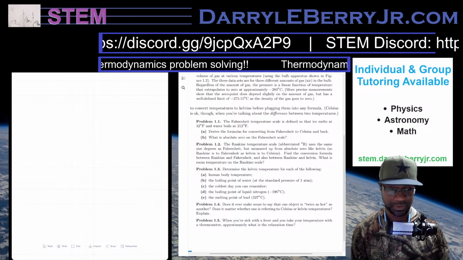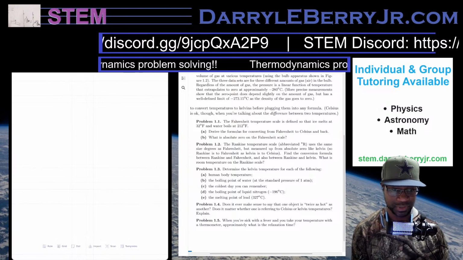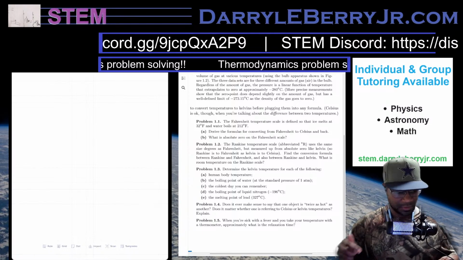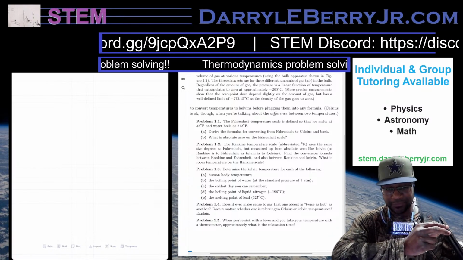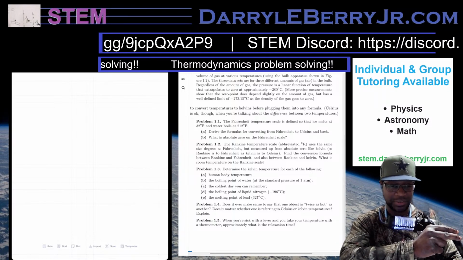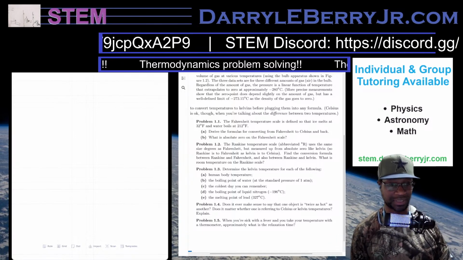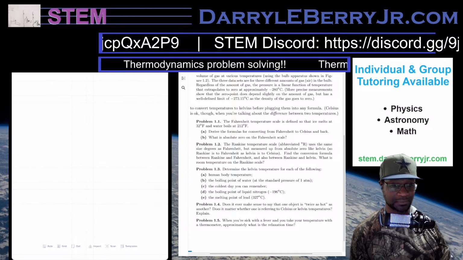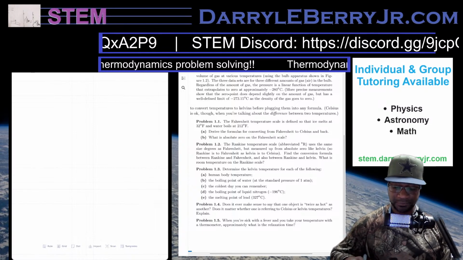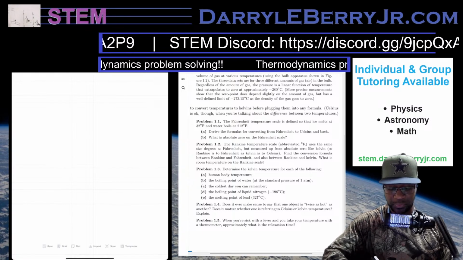Problem 1.2 says the Rankine temperature scale, abbreviated R, uses the same size degrees as Fahrenheit, but measured up from absolute zero like Kelvin. The Rankine is to Fahrenheit as Kelvin is to Celsius. So the idea is that absolute zero in Kelvin has a direct relationship to Celsius. We just add like 273.15 or something like that to it. And absolute zero in Rankine has a direct reference to Fahrenheit. So basically what we're doing is getting a conversion between these.